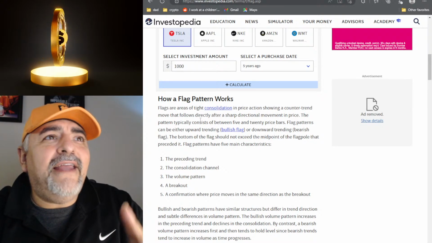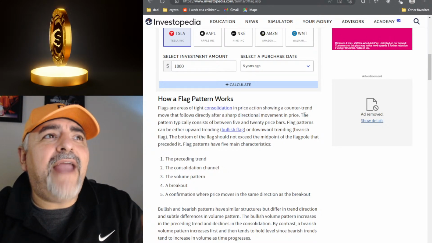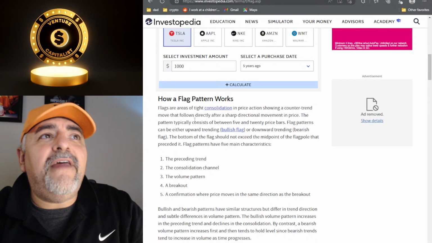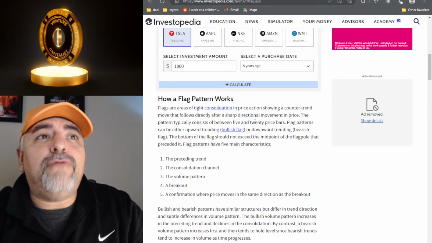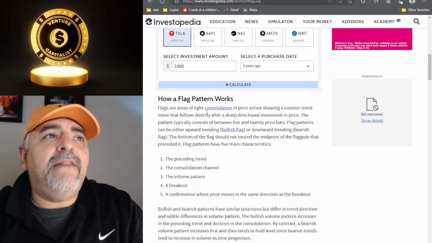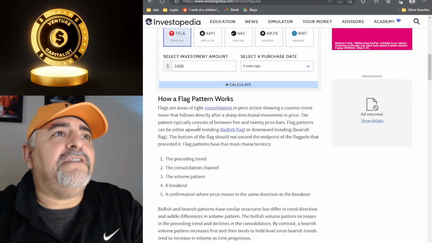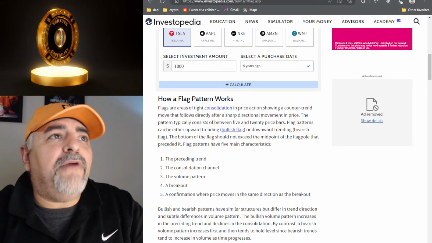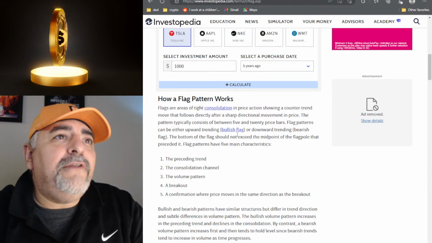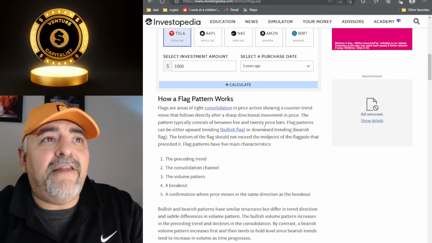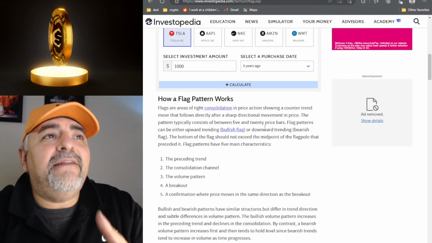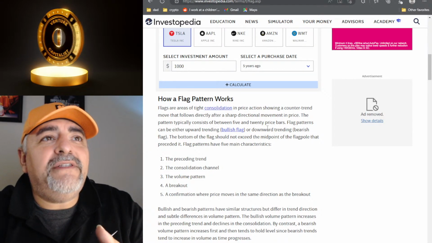Flags are a tight consolidation, a price action showing a counter trend move that follows directly after a sharp directional movement in price, right? And these flags can be on the down or to the up. They go both directions. The pattern typically consists of between 5 and 20 price bars. Okay, listen to what it's saying. Consists of 5 and 20 price bars.